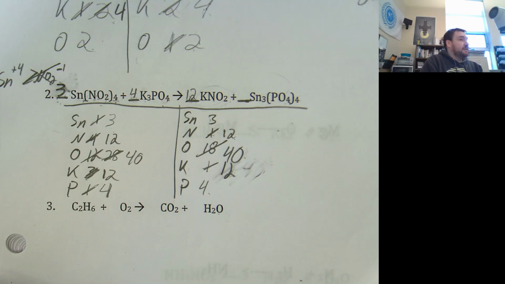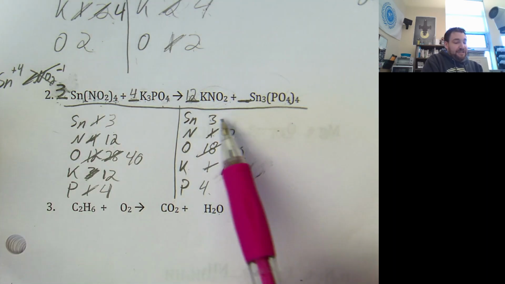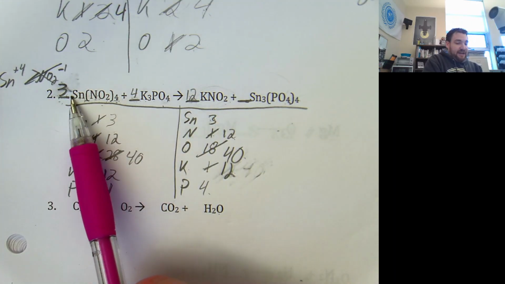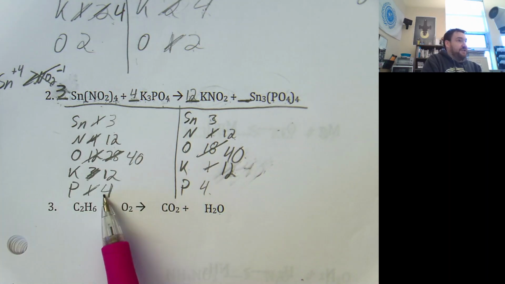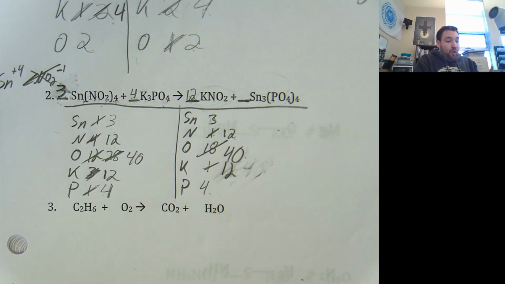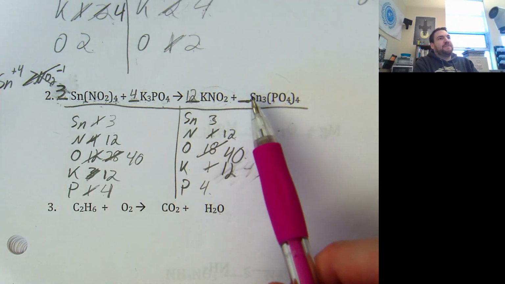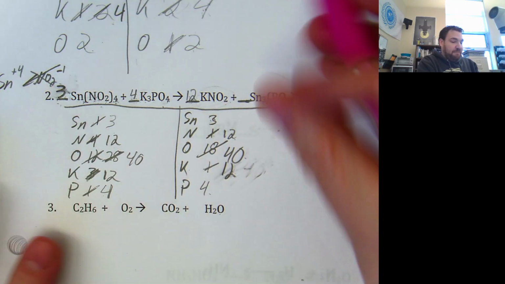Because it's not needed. Because it gives me 3 tins, but I already have 3 tins on the left-hand side. It provides me with the 4 phosphoruses, but I have 4 phosphoruses on the left-hand side. So when there is a blank there, if the blank is bothering you and everything is balanced, toss a 1 there.